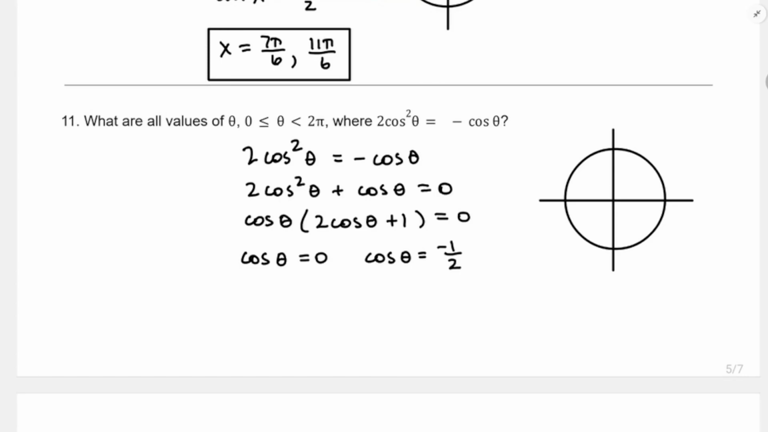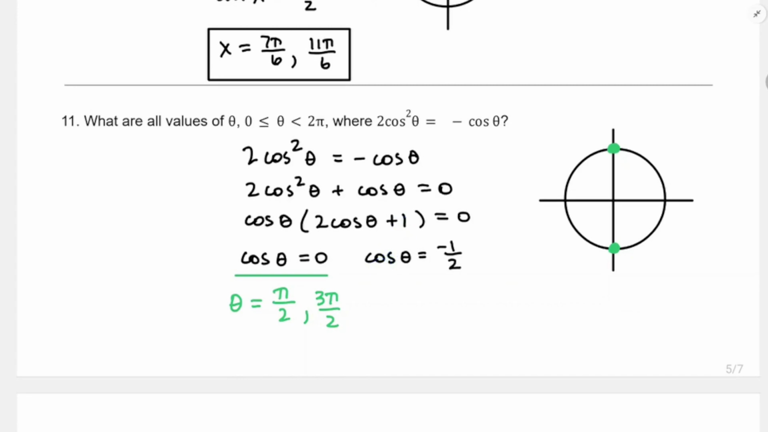Okay, so I'm thinking cosine theta equals 0. Cosine theta equals 0 when there's no displacement from the y-axis. That would be up here and down there. It would be theta equals pi over 2 and 3 pi over 2, because we're only looking on 0 to 2 pi.